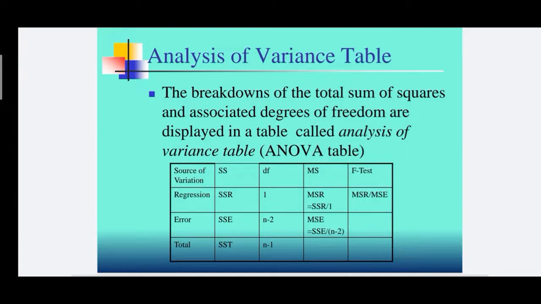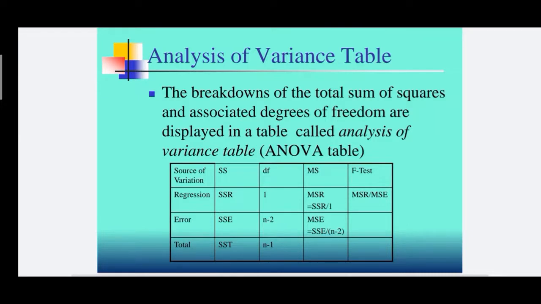Let's say you have 2 x's, your parameters will be 3, beta naught, beta 1 and beta 2. So here it will be n minus 3. Then SST is always n minus 1, which is the total of the degrees of freedom of regression and error.